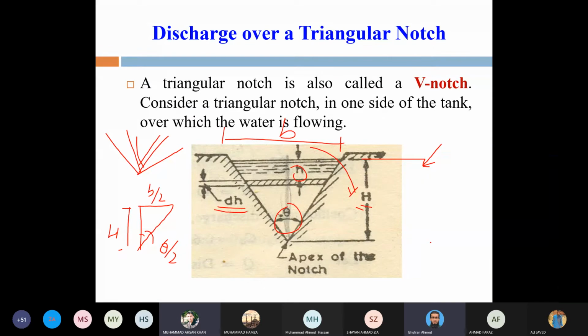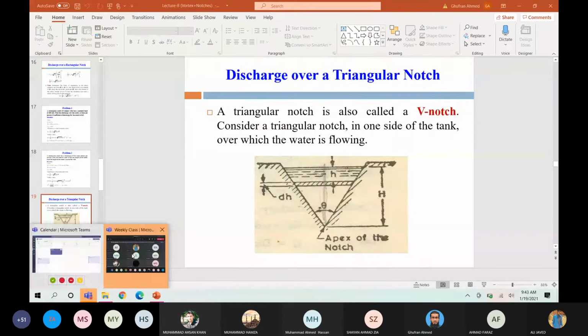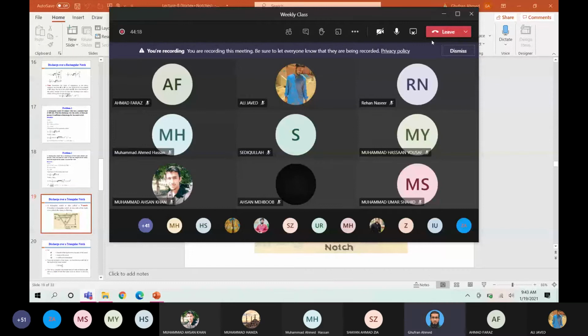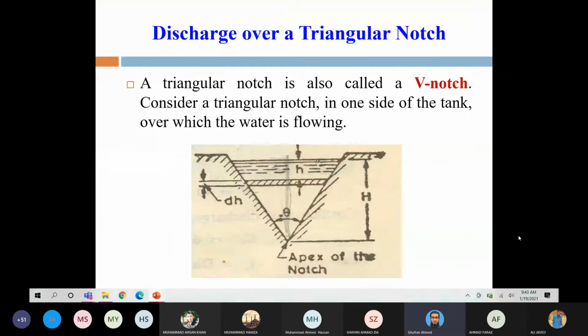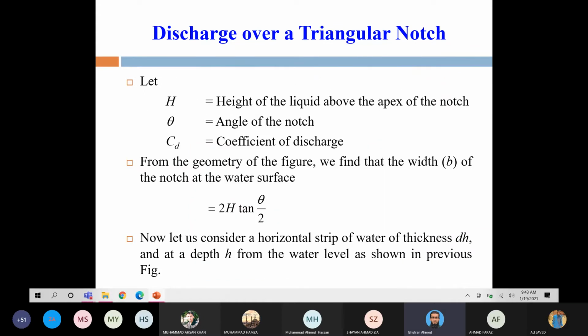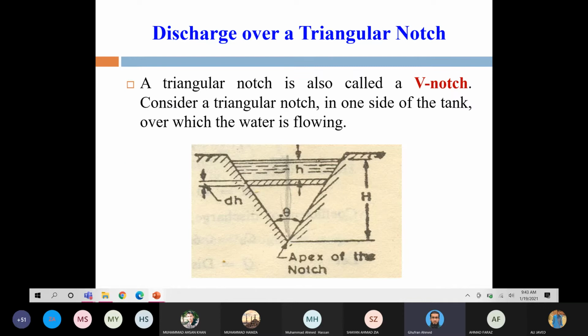From that equation you can find b. I am writing it directly: b equals 2H times tan theta by 2. So from that you can find this b. The rest of the things are all the same. You just write the formula of dQ. Clear till here? 2H tan theta by 2 is the width of the notch.